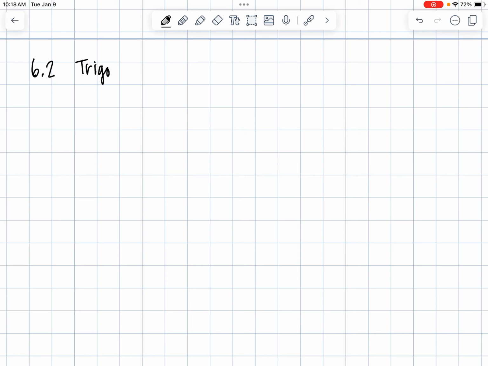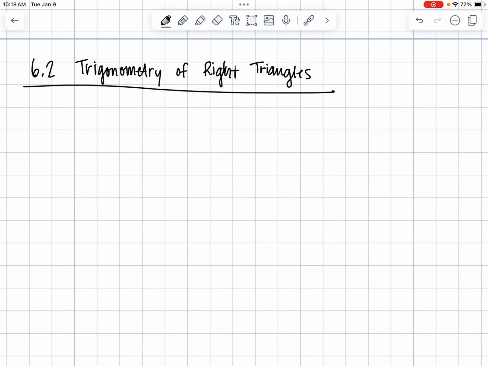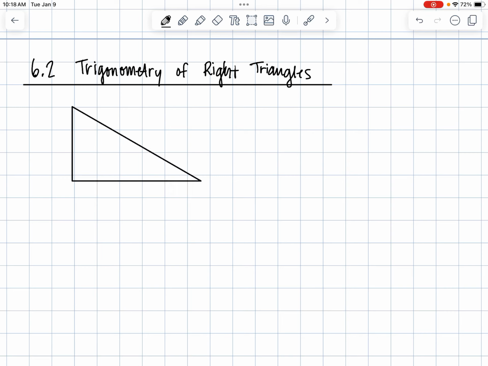Trigonometry of right triangles. And we're going to have to recall some of our geometry trig portion. Right triangles. Now, as we know, a right triangle is a triangle that has one angle that is 90 degrees. So here I'm going to draw a right triangle.